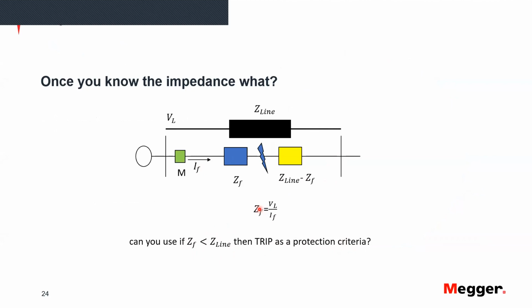You have to use a comparison, like a pickup value that you use in an overcurrent, where you say, if my current is higher than this, then pick up. And after a few seconds, if I'm using a time overcurrent, then trip. Or if I'm using an instantaneous, if the current is higher than this, then trip. Can we use this crisp criteria?